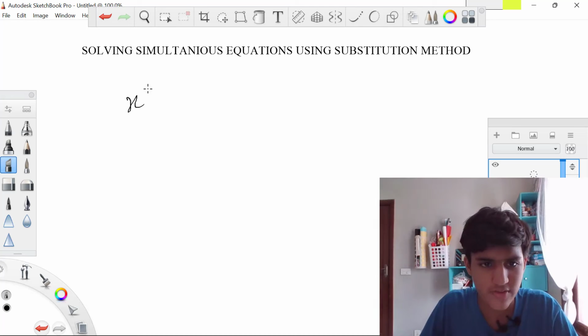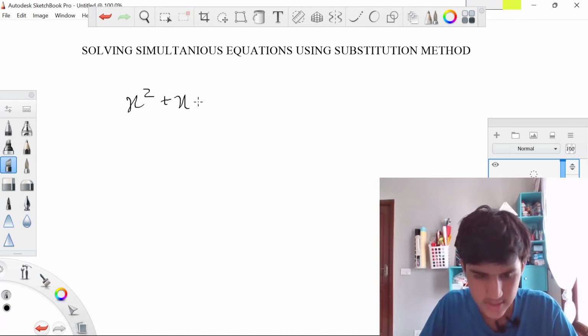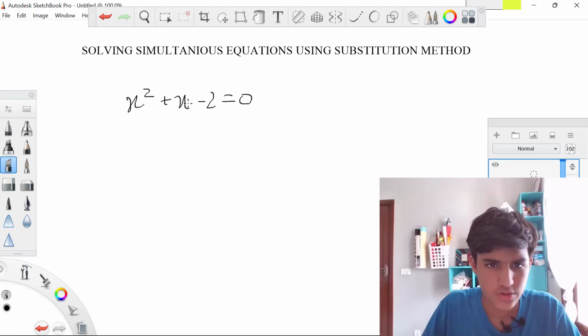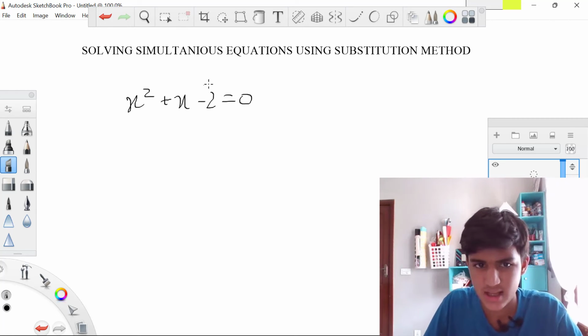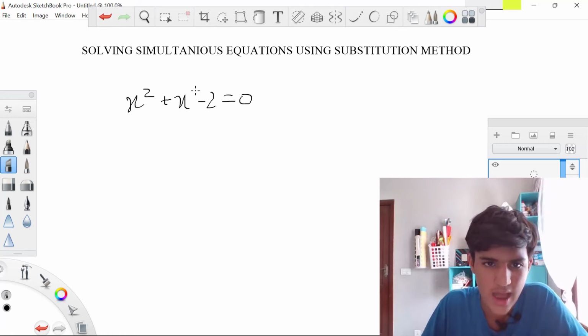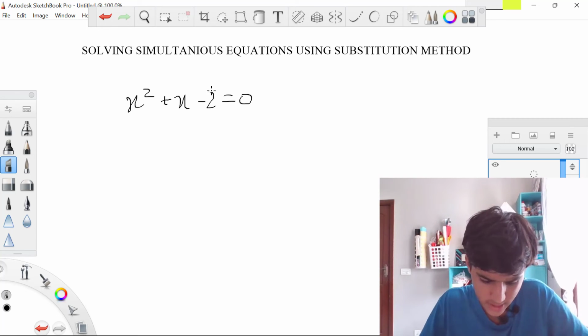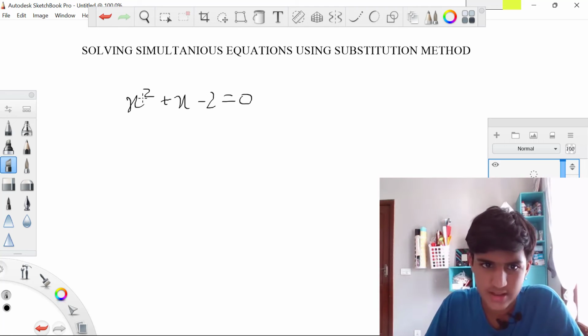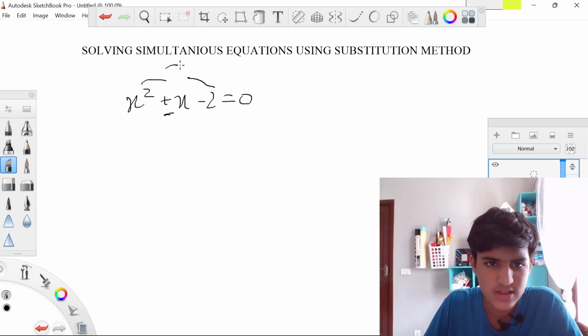So we now have the equation x squared plus x minus 2 is equal to 0. If we middle term break this, when summed up we need it to be plus 1, and when multiplied, we need it to be minus 2. So I have found the answer for this.